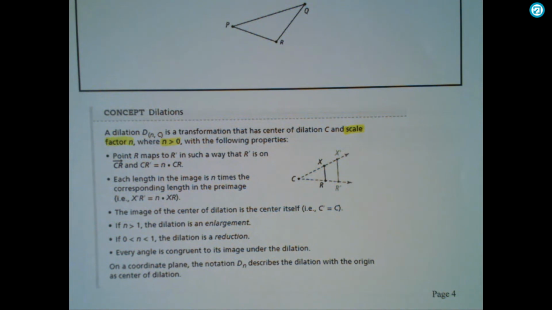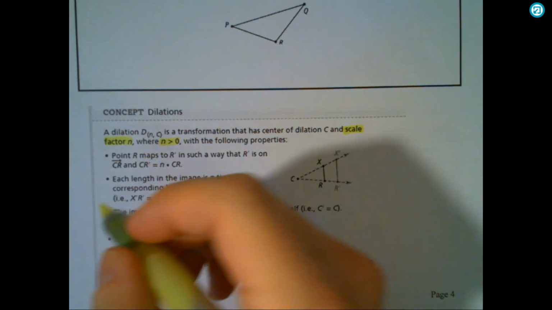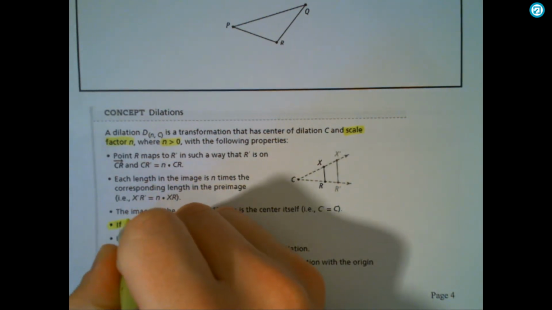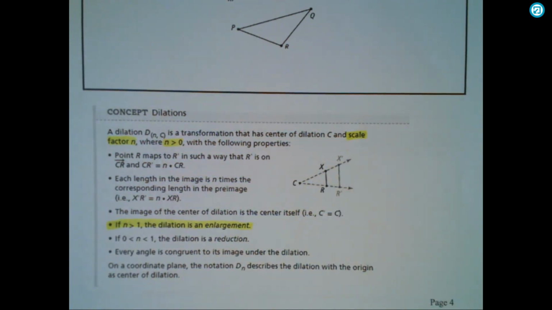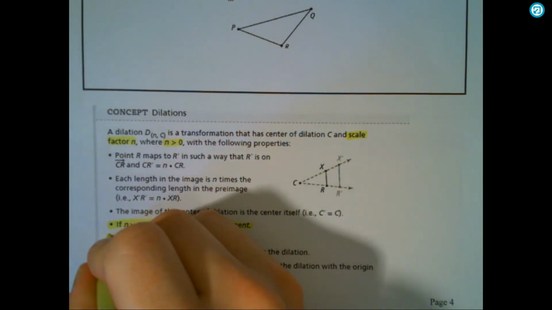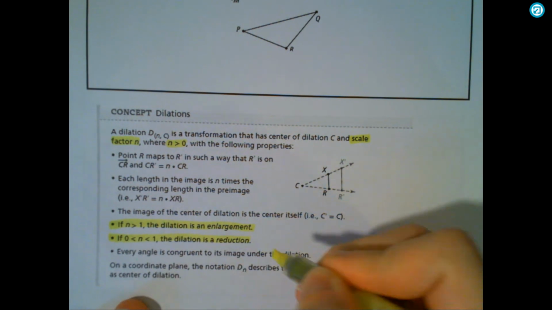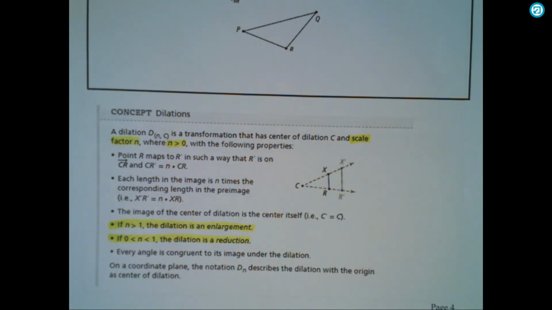Really, the main ones we want to pay attention to here are that a dilation is either going to make the preimage bigger or smaller. So we're either going to enlarge it or we're going to reduce it when we come up with our new image. If we are going to enlarge the image, our scale factor, or n, is going to be greater than 1. So we take our original image and multiply it by a number greater than 1. It would make the image bigger. If it is between 0 and 1, we're going to reduce it. So you're going to take an object that was initially big, and then we're going to make it smaller.